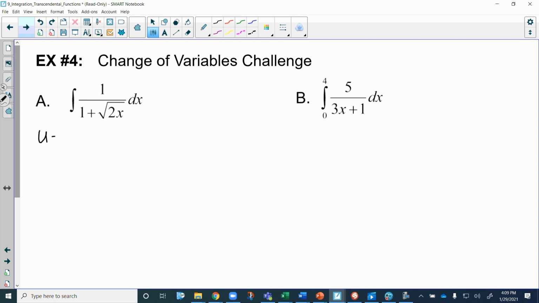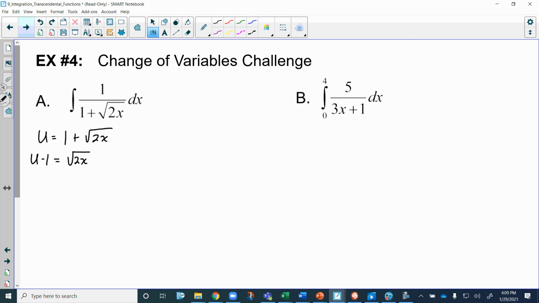So I'm going to make u the whole denominator of 1 plus the square root of 2x. Now, normally at this point we would just take the derivative of u and say du is going to be something. But in this case, we want to change it up just a little bit. I'm going to take the 1 on the right side of the equal sign and move it to the left side. So u minus 1 will be equal to the square root of 2x.